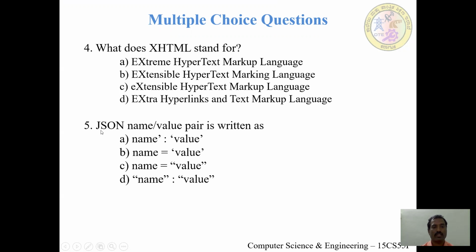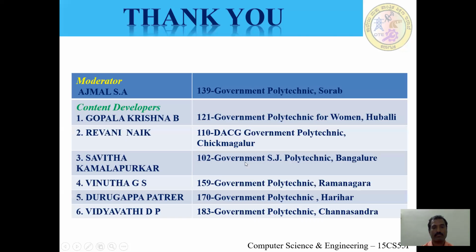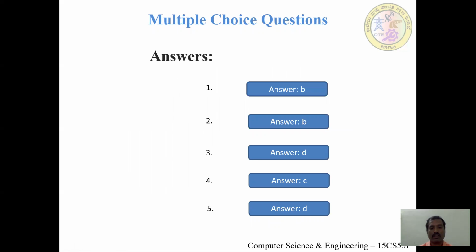Then fifth question. A JSON name value pair, that is key value pair, is written as: name value, name equals value, name equals value in double quotes, or name in double quotes, colon, value in double quotes. So the correct answer is option D, that is name in double quotes colon value in double quotes, that is key value pair by using colon, right? So D is the correct answer. So here is the answer for all the 5 questions.